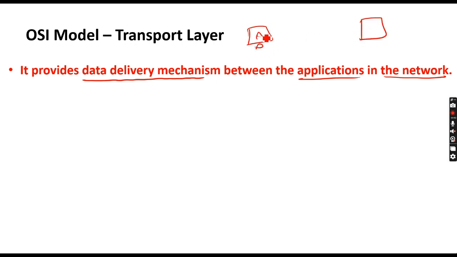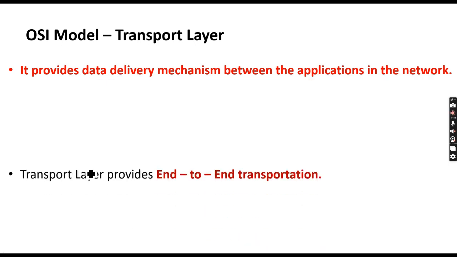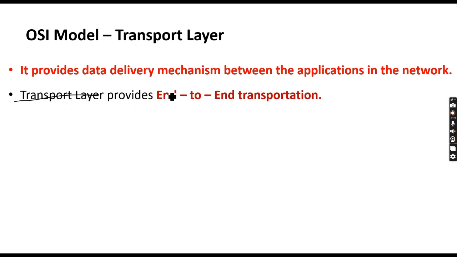Computer A has some application, let's say application C, and computer B has the application C. So it is the responsibility of your transport layer to transport the information from application C to application C only in this particular setup. That is the data delivery mechanism between your applications in the network. So the transport layer provides end-to-end transportation of your data.